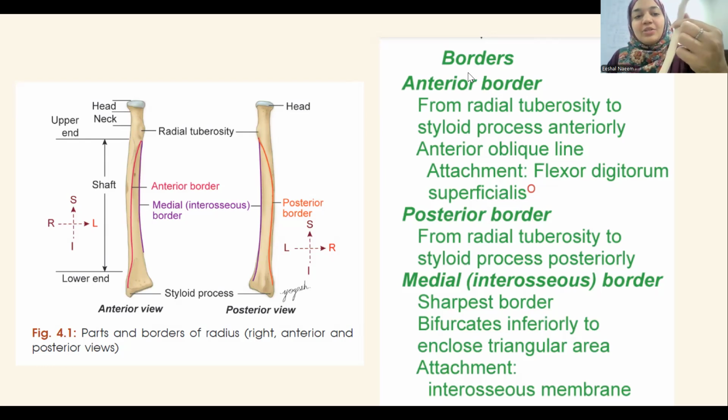Okay. So you start from the sharp area and you go down, and you see that here it encloses a triangular space. Can you appreciate this triangular space? So when the sharp border goes down, it sort of makes a triangular space like this. So that triangular area, why is it important? Because it gives attachment to the interosseous membrane. Okay, so that's your medial border for you.